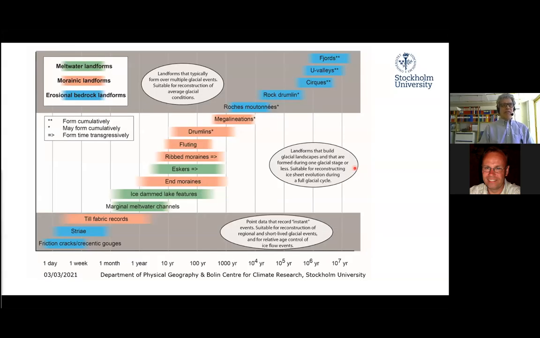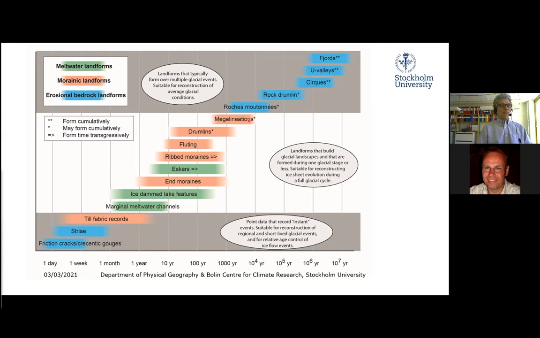And it basically tells you all kinds of landforms that are used when researchers look at glacial landscapes and try to understand the history of the landscape and the history of the ice sheets. It goes from forms that form within a very short time period, from days or weeks or perhaps months, such as inscriptions on bedrock by the scratches that the ice sheet leaves behind it, as well as reorientation of particles in subglacial deposits such as tills, to landforms that take more and more time to form.